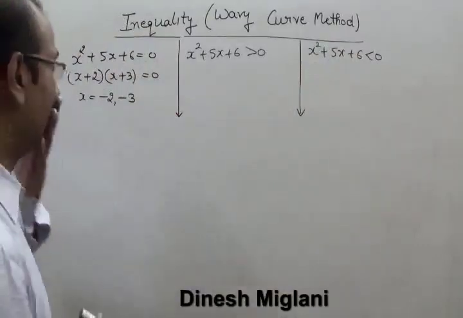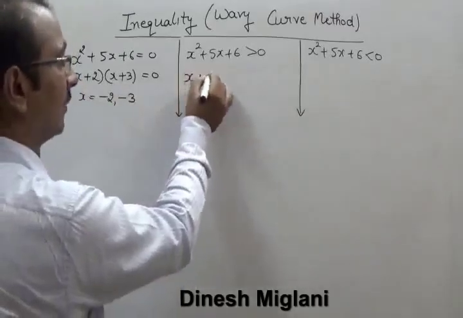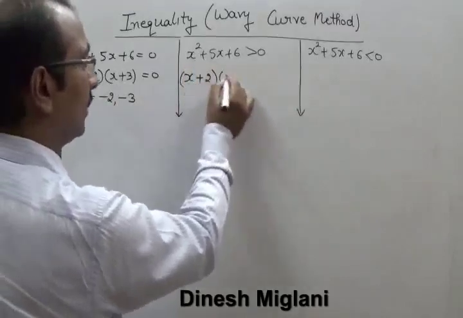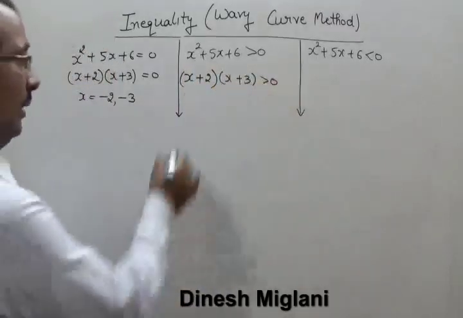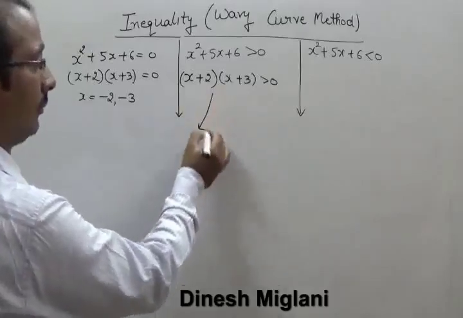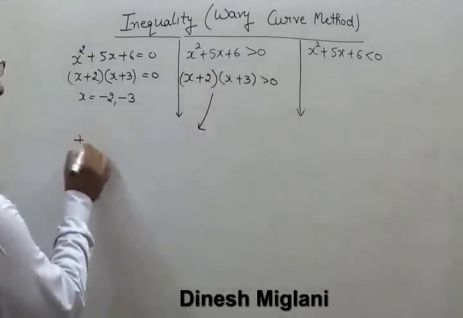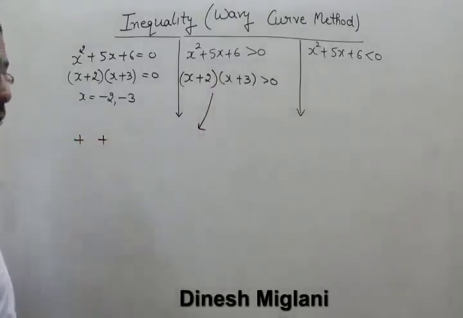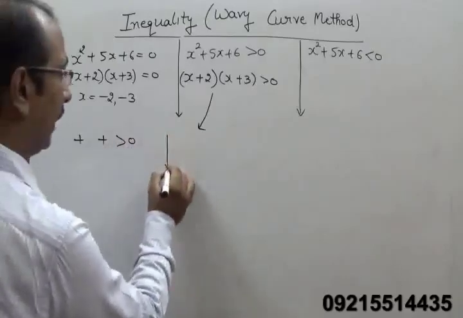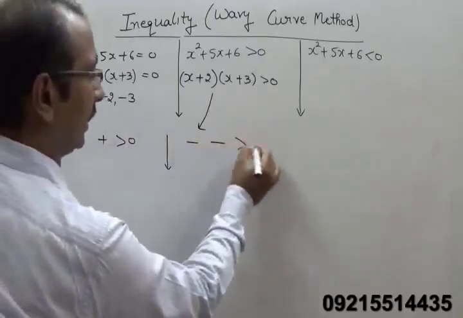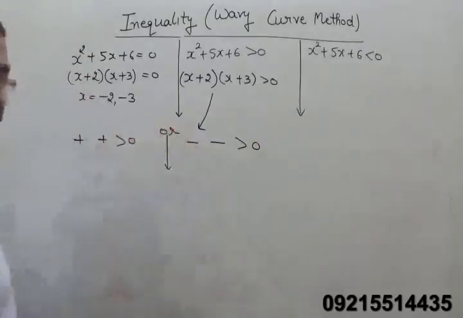If I have to answer this, the first step is I will make the factors: (x plus 2) into (x plus 3) greater than 0, right? Now I can say that these are two numbers, their product is positive. Either both should be positive, when I multiply two positive numbers, their product will always be positive, or both should be negative. Both negative, in that case also the product is positive, right? Here the symbol is or.